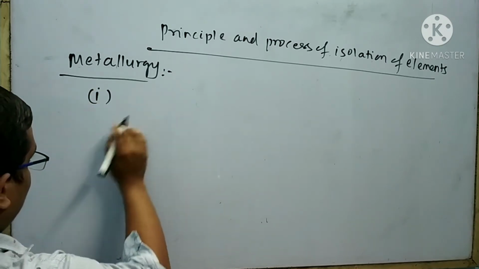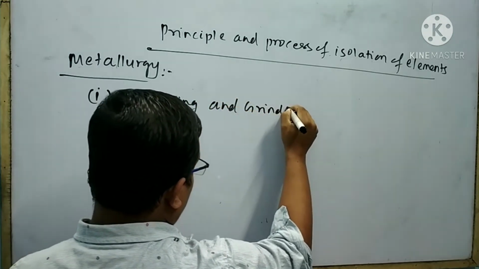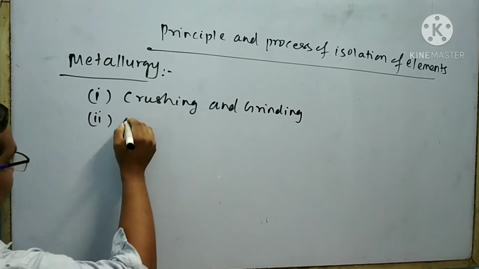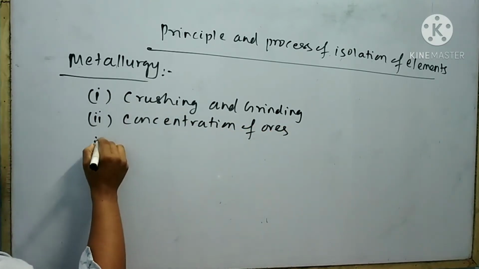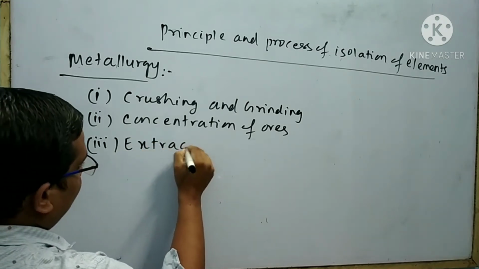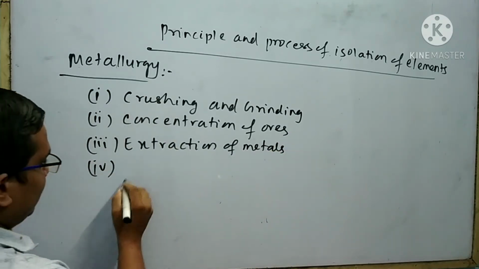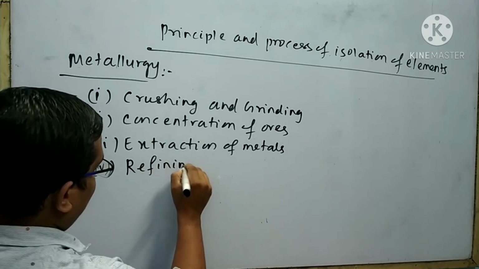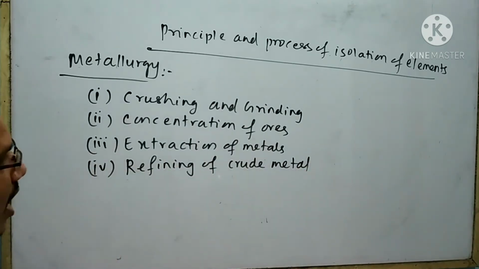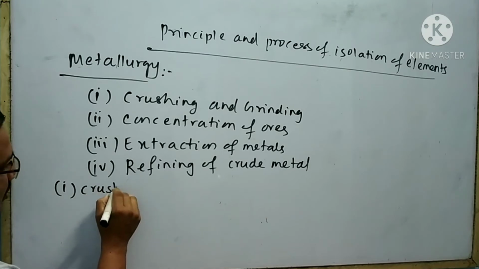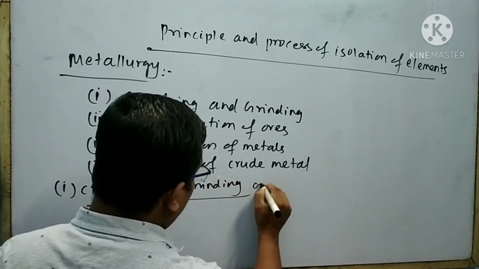Number 1 is your crushing and grinding. Number 2 is concentration of ores. Number 3 is extraction of metals. Number 4 is refining of crude metal. At first I will discuss about the crushing and grinding of ores.